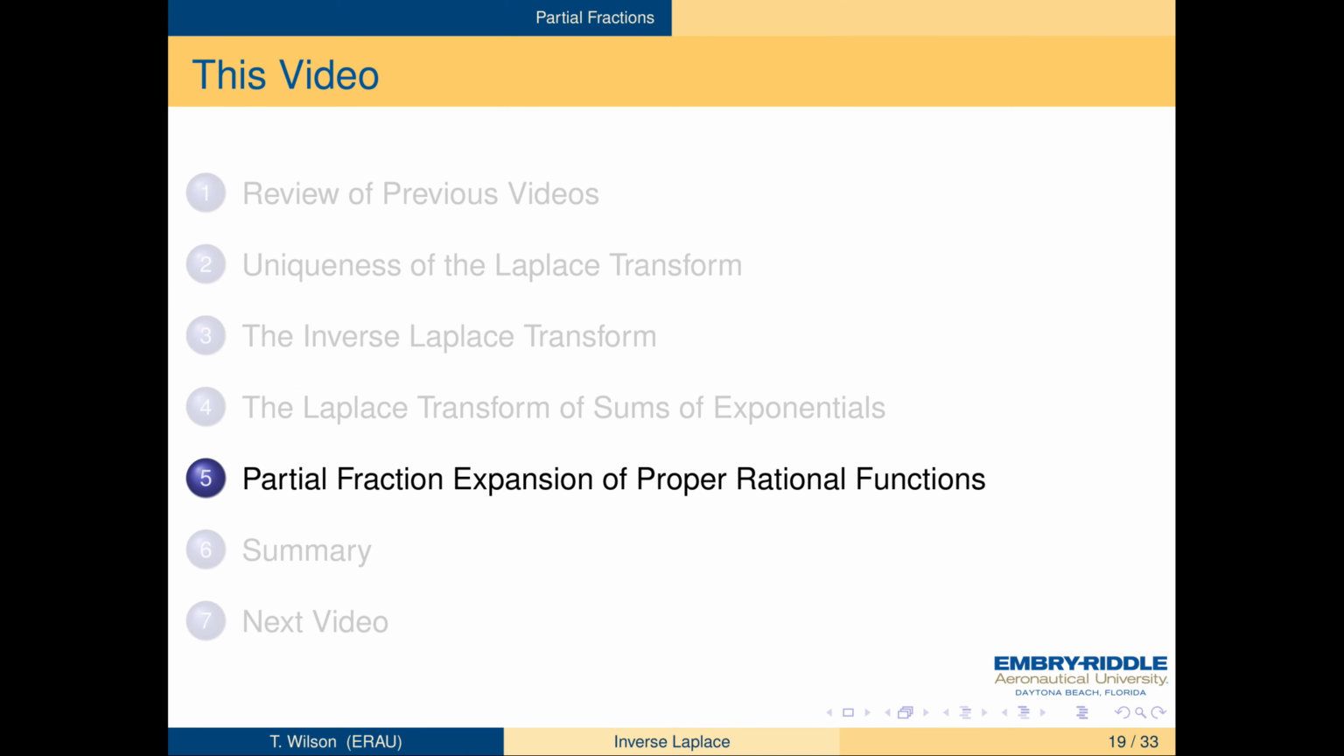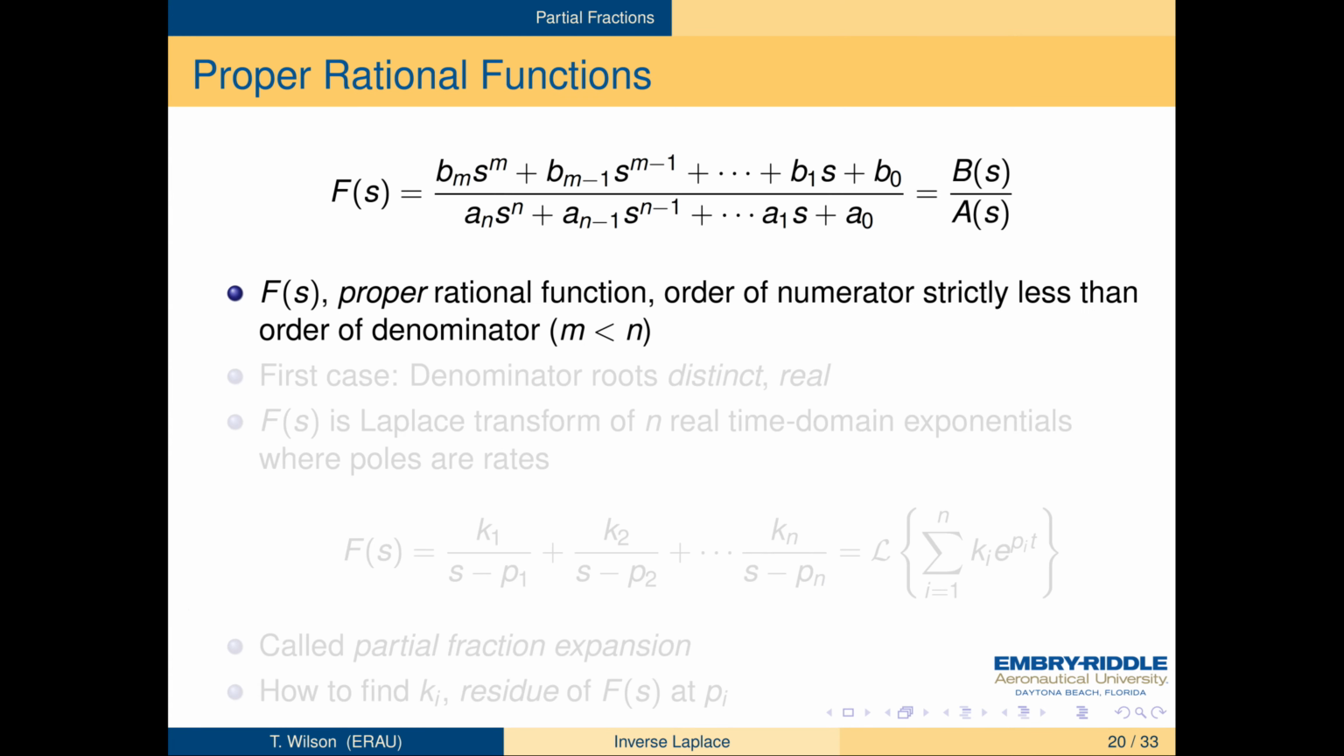Partial fraction expansion of proper rational functions. Let's work backwards to the time domain from a Laplace transform that's a proper rational function. Again, a proper rational function has a numerator, here designated b of s, whose order is strictly less than the order of the denominator, here a of s, generalized to recognize that the Laplace transform could be written such that the highest power in the denominator has a coefficient that's not 1.